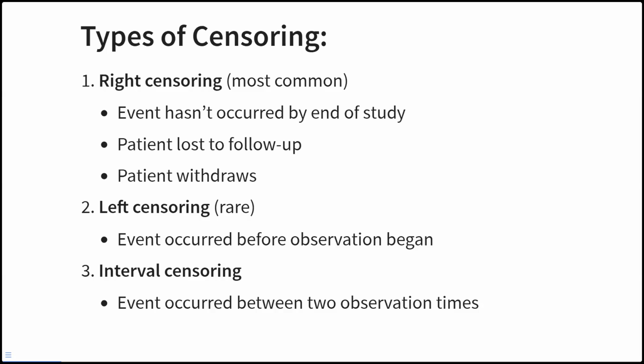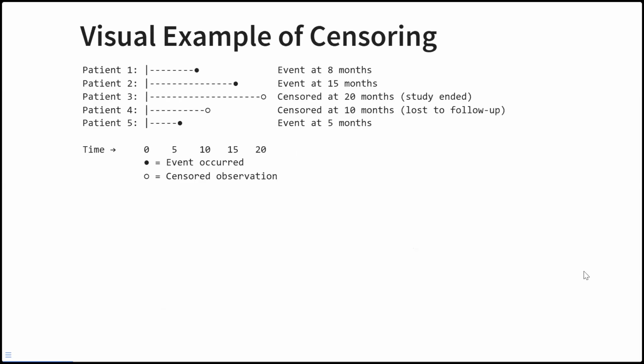Then the next is interval censoring. This is the situation whereby the event occurred between two observation times. So maybe the patient left and came back again. So you can see it has been censored within a particular time interval in which you have no information on that particular patient. So this is a visual example of censoring.